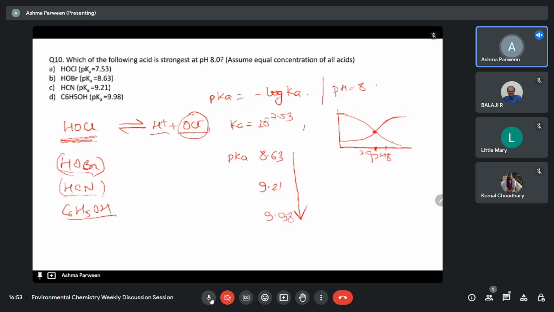So it will have the highest H plus compared to the other three acids, and it will be the strongest acid at the given pH. So I hope this is clear. Let's move on, we will solve one more question.